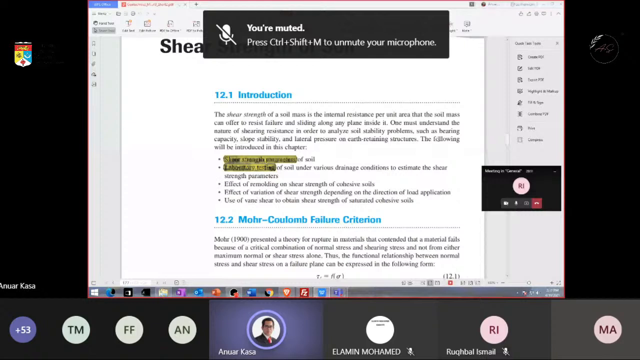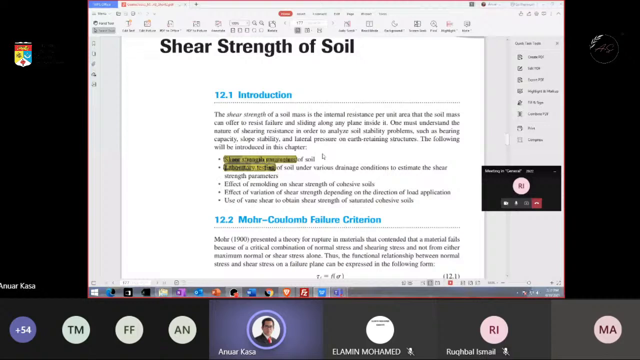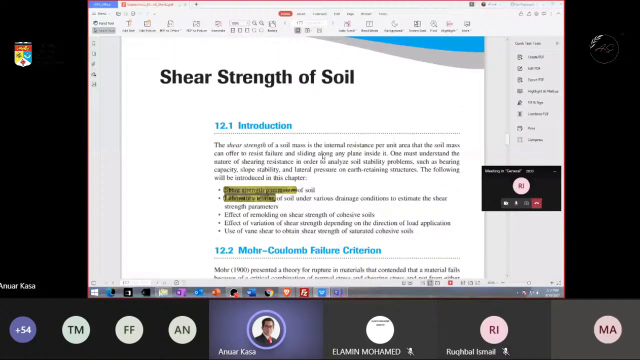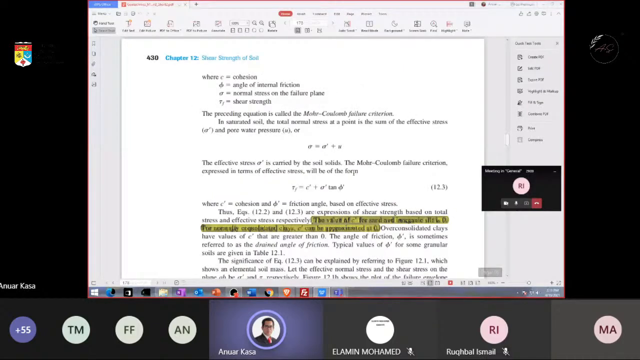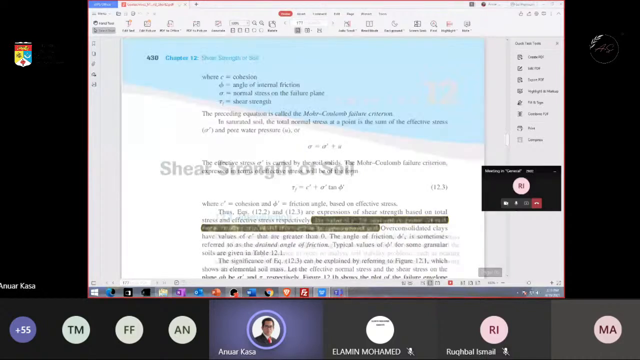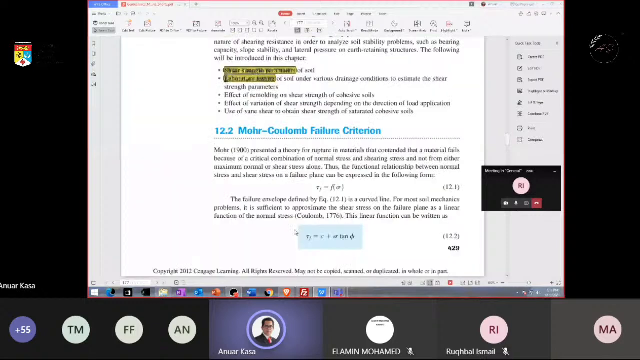In this topic, we are going to learn briefly how to calculate the shear strength, or the shear at failure, for a certain soil. To do that, we need to know the Mohr-Coulomb failure criterion, where we use this equation. This is a very useful equation. Shear at failure equals C, which is cohesion, plus normal stress, sigma, tangent phi. Phi is the angle of internal friction.